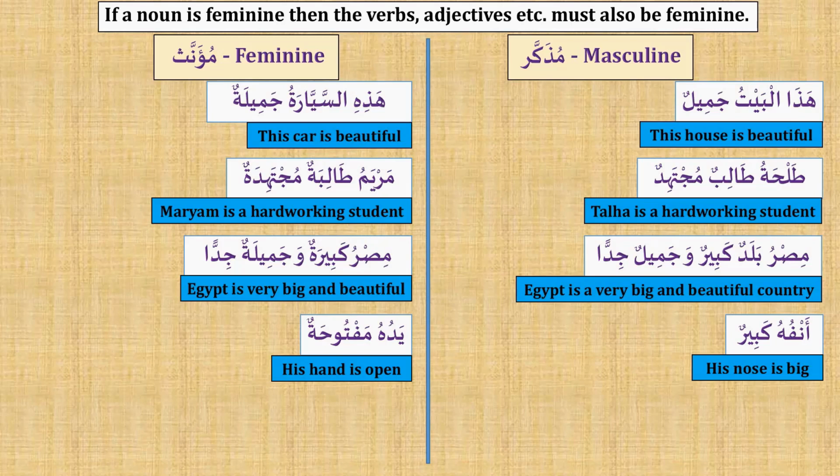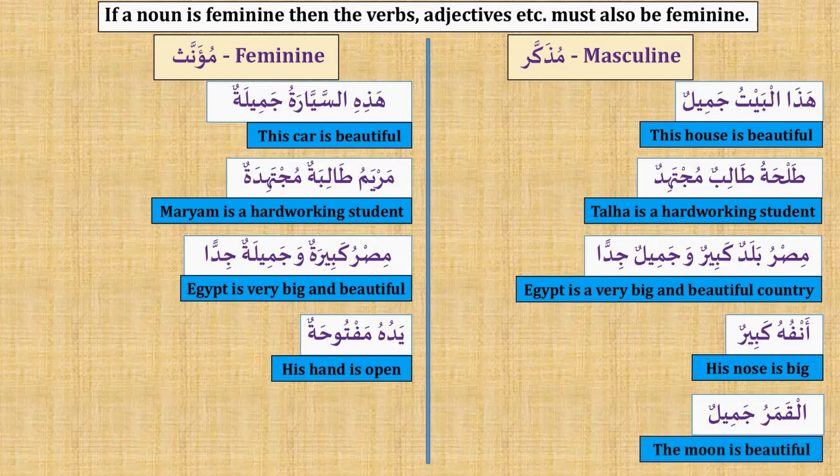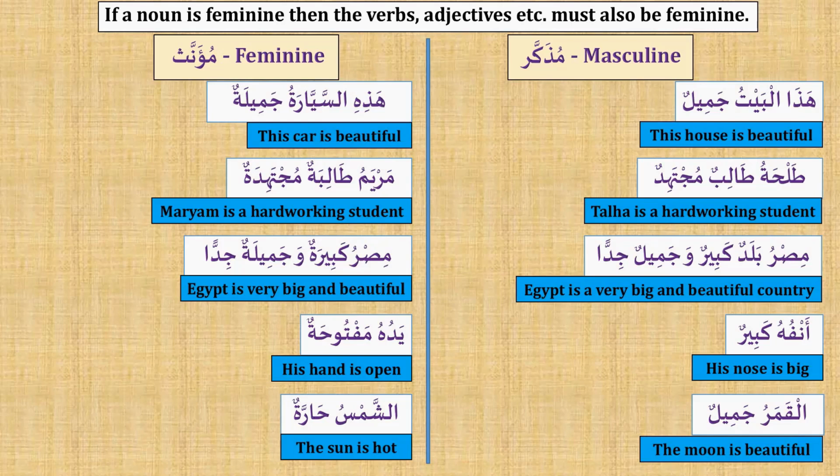And the last sentence comes from exceptions. Al-Qamaru jamilun, the moon is beautiful. And Ash-Shamsu harratun, the sun is hot. We said these are exceptions used by Arabs as masculine and feminine. There is no rule or reason to explain why the moon is masculine or Ash-Shamsu feminine, because they are used by Arabs as masculine and feminine.